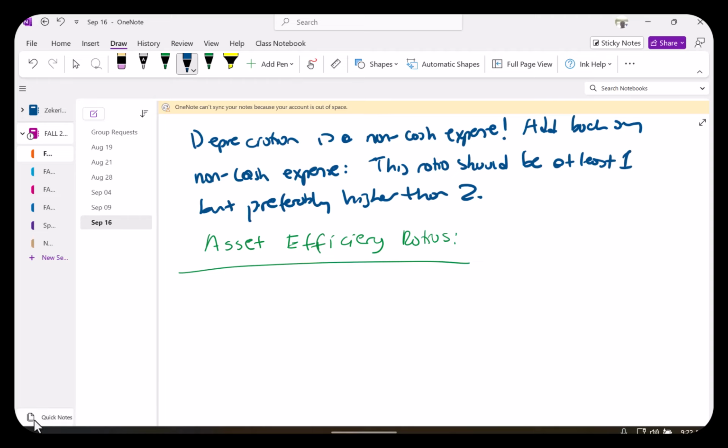I don't know why it refuses to write. Oh, we're gonna have to do it the old-fashioned way then.